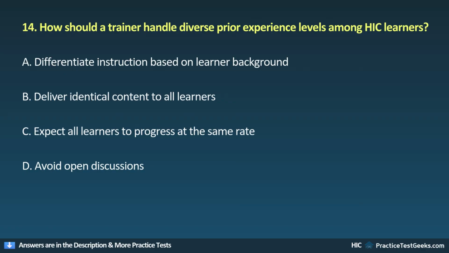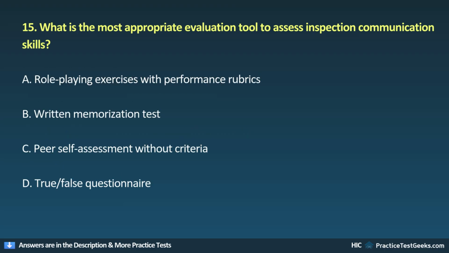14. How should a trainer handle diverse prior experience levels among HIC learners? A. Differentiate instruction based on learner background. B. Deliver identical content to all learners. C. Expect all learners to progress at the same rate. D. Avoid open discussions.